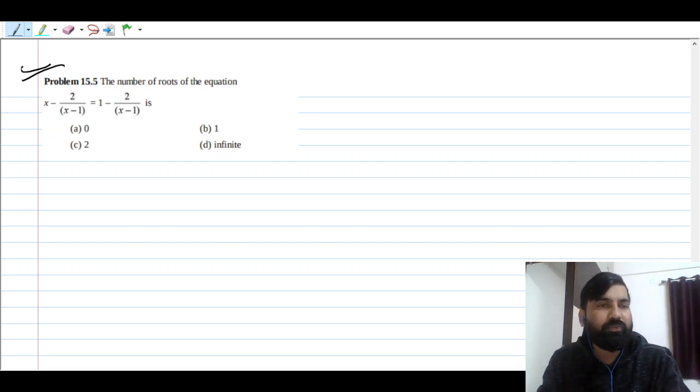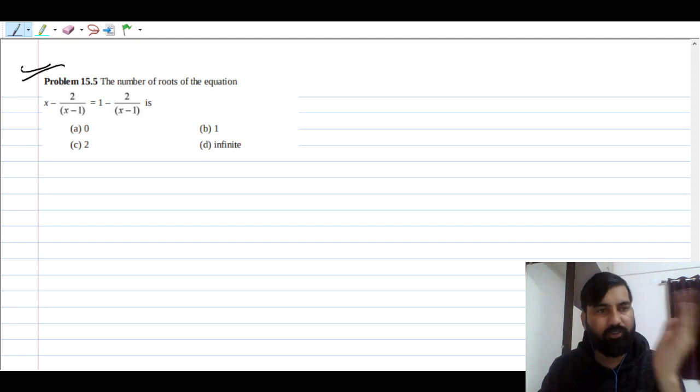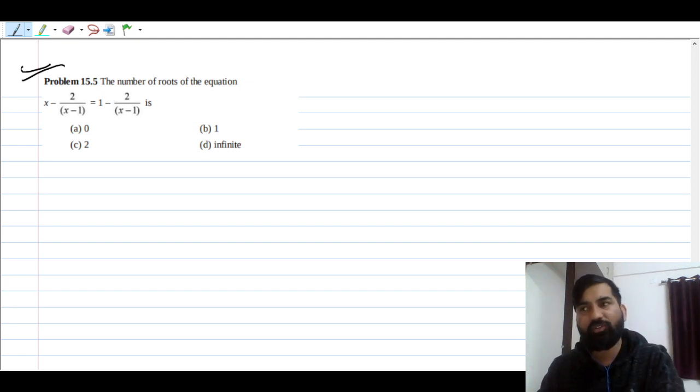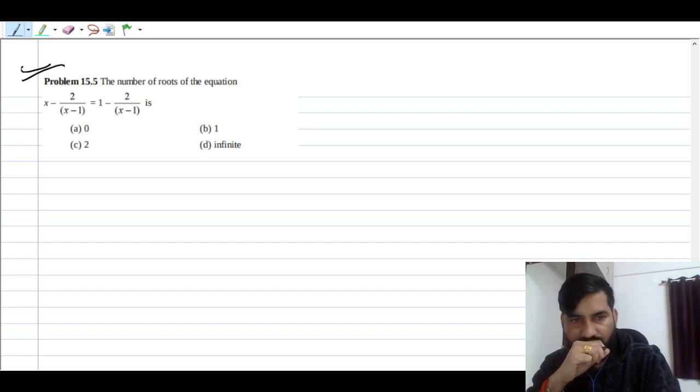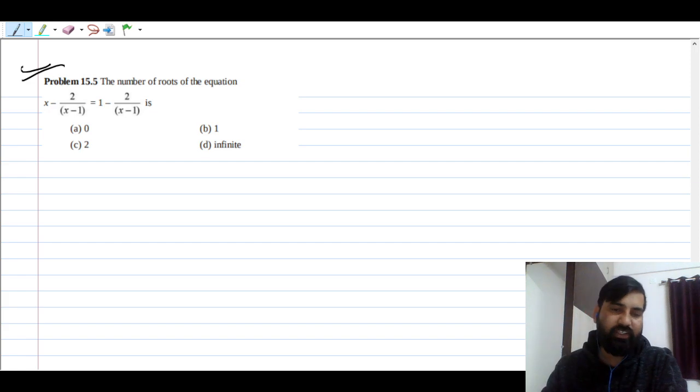The number of roots of the equation you have to find here. Here x equal to 1 is not allowed, guys. You have to find the number of roots. x equal to 1 is not allowed means what? Because it is kept in the denominator, so you can't say x equal to 1. See, this equation might give you x equal to 1, right? But you cannot get it.